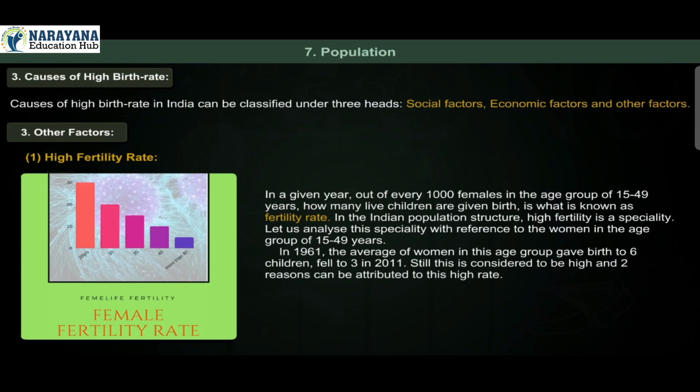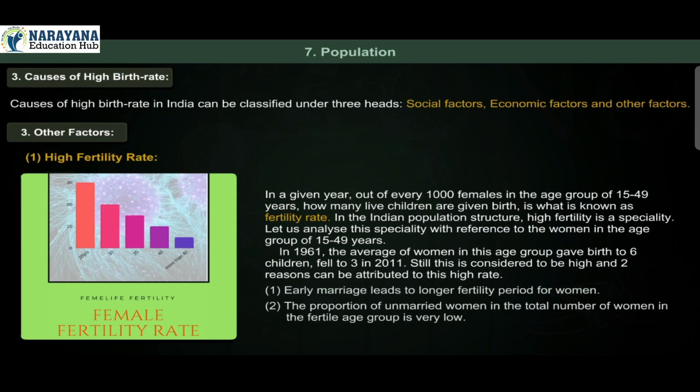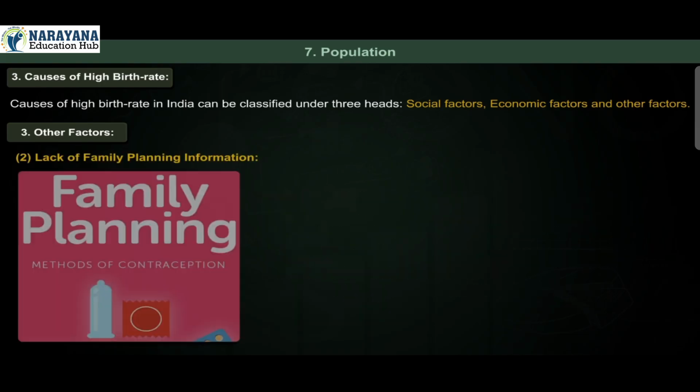Still, this is considered to be high, and 2 reasons can be attributed to this high rate. First, early marriage leads to longer fertility period for women. Second, the proportion of unmarried women in the total number of women in the fertile age group is very low.